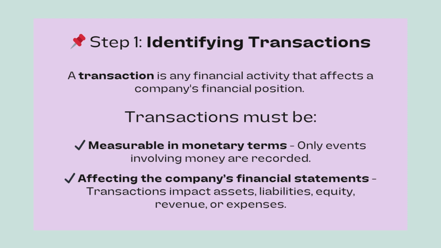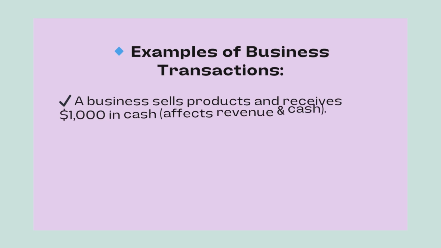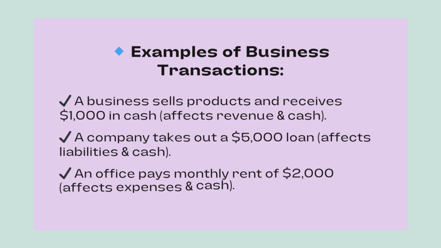Only events involving money are recorded. Affecting the company's financial statements. Transactions impact assets, liabilities, equity, revenue, or expenses. Examples of business transactions. A business sells products and receives $1,000 in cash, affects revenue and cash. A company takes out a $5,000 loan, affects liabilities and cash. An office pays monthly rent of $2,000, affects expenses and cash.